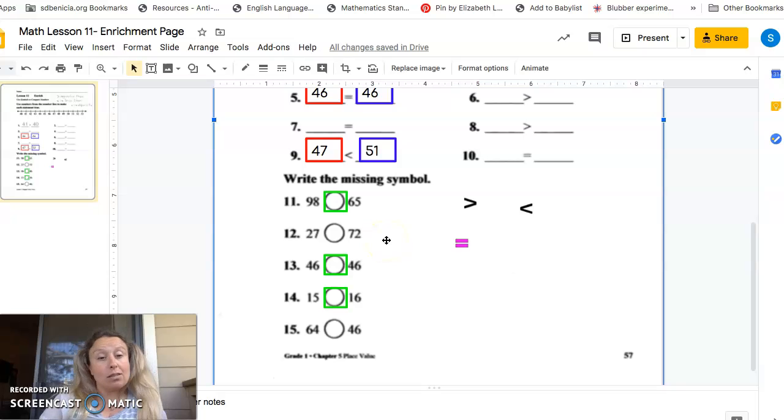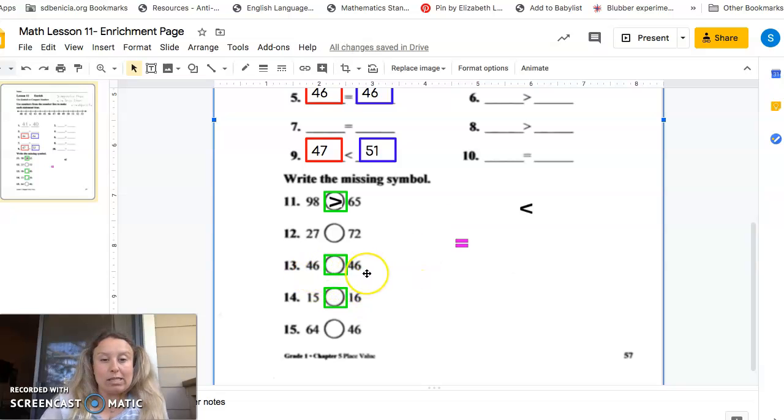Now this one is a little different. In this one, they've given you the numbers. It's your job to write the symbol. So this is similar to the first thing we did last week. So let's look at 98 and 65. Which one is greater? You are correct, it's 98. So that means that I need to have the shark eat the bigger number, just like that.